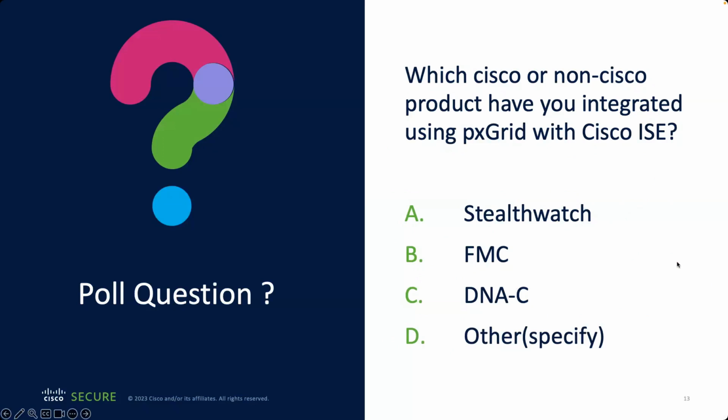All right. I started to see some responses from you guys. And I can definitely see one of the responses taking a lead. Cool. Keep them coming. I read the question one more time. Which Cisco or non-Cisco product have you integrated using pxGrid with Cisco ISE? StealthWatch, FMC, DNAC, other.